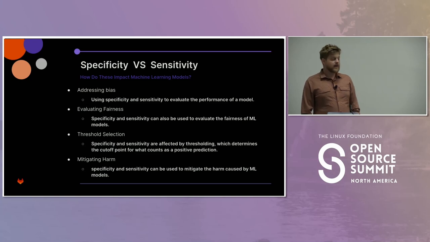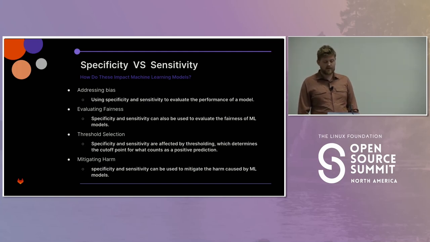So, addressing biases. One way to create more equitable machine learning models is to use specificity and sensitivity to evaluate the performance of the model based on different subgroups of the population. We can identify whether the model is biased against certain groups. For example, if a medical diagnostic model has a high sensitivity but a low specificity on a particular demographic group, it could mean that the model is overdiagnosing for that group, leading to unnecessary treatments and higher costs.